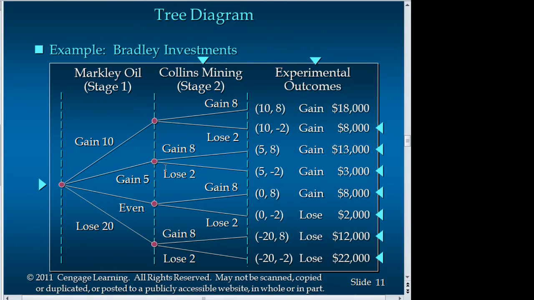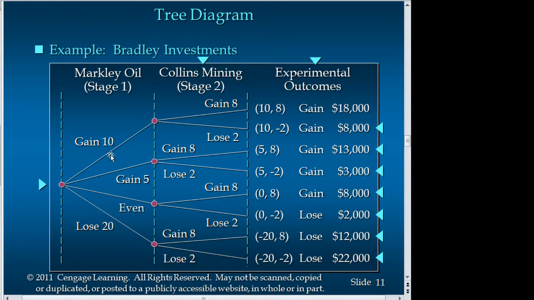Now let's go to the actual tree diagram, and it looks like this. You can see the tree branches. The first stage is the oil case. The second stage is the mining case. Remember that for the oil case, there are 4 different cases, which were 10,000, 5,000, break even, 0, or lose 20,000, right? So we have 4 different cases for this oil.